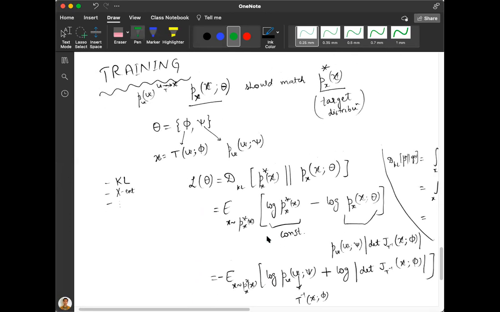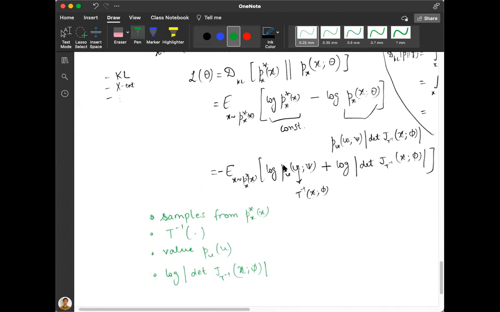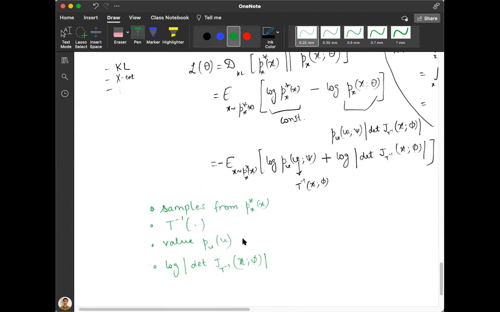Sir, why is P_U always a normal distribution? No, it's not necessarily a normal distribution. It can be any distribution, normal or whatever you can easily compute. It is a distribution which is easy to sample from, and easy to compute its value.